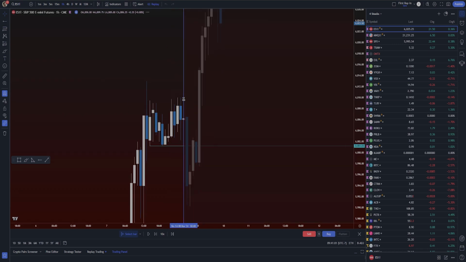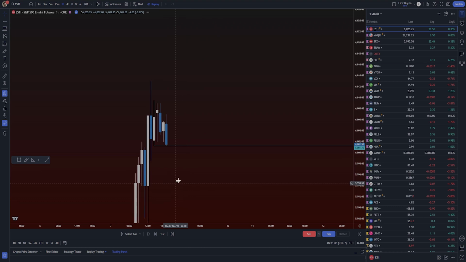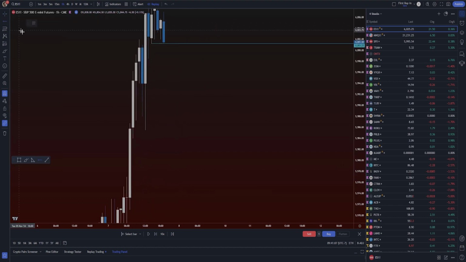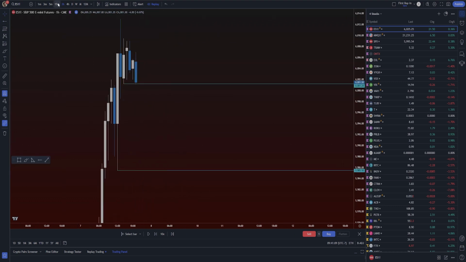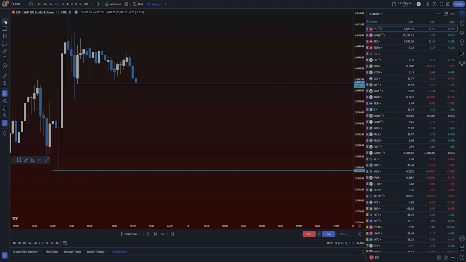Oh, TradingView, stop freezing on me. The question is, you've got that hit right here. Are you going to break down to this range? Well, that's going to be dependent on the 15-minute level. 15-minute level, rejectionist target right there.